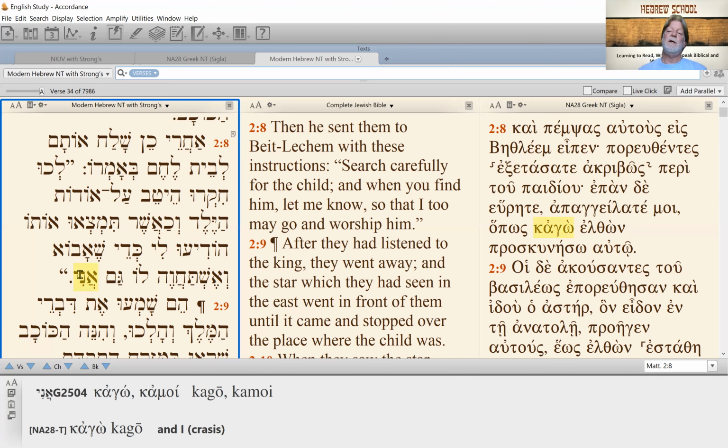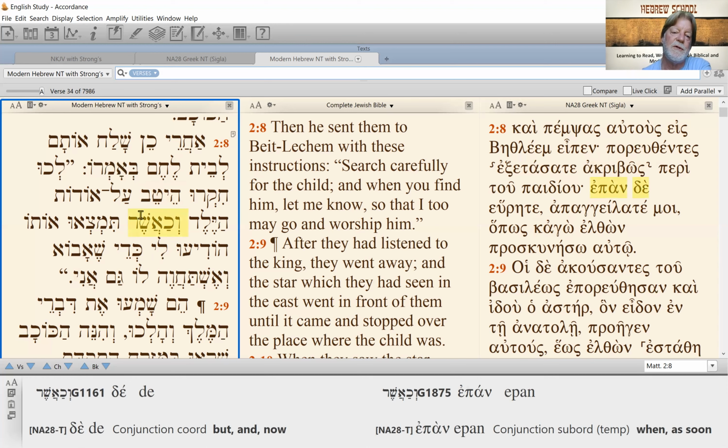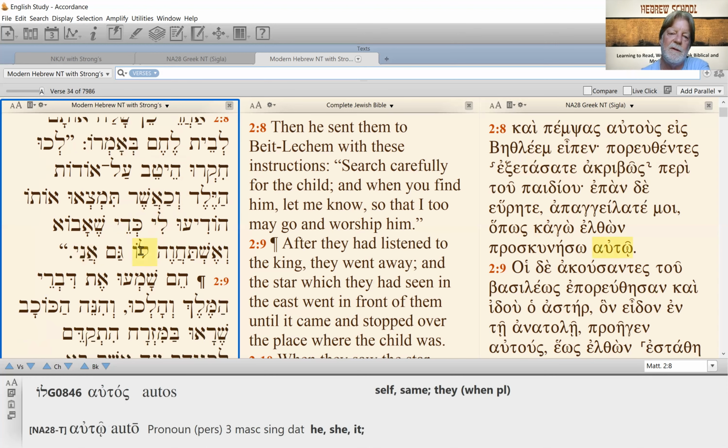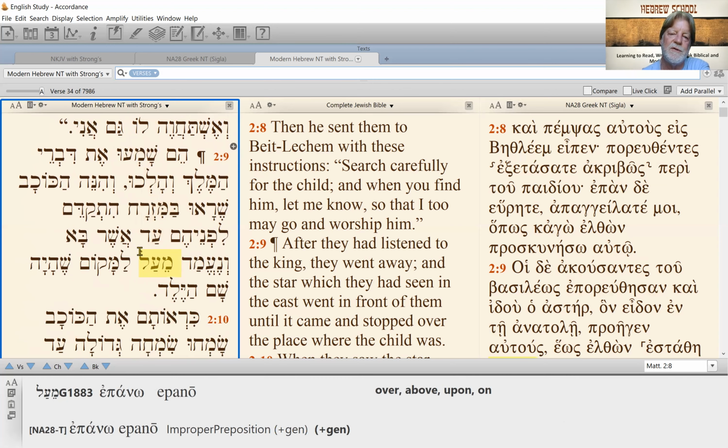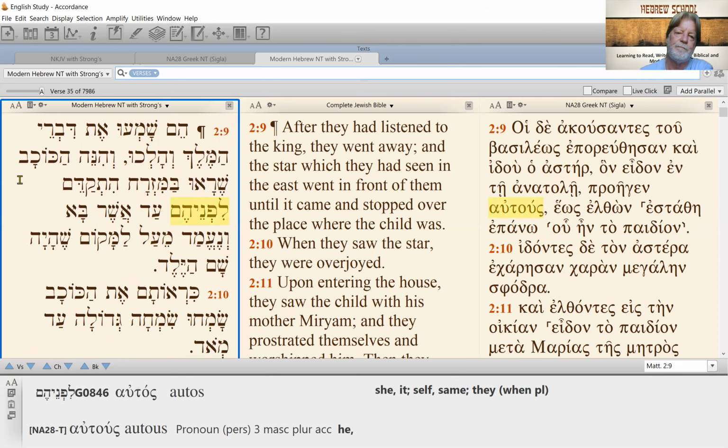So Herod tells the wise men to go to Bethlehem and find the kid, and when you found him, come back and tell me where he is so I can go worship him too. Now, if you know anything about Herod at all, you know he had no intention of worshiping this kid. He probably was going to kill him.